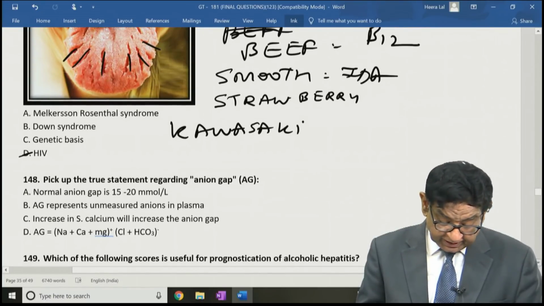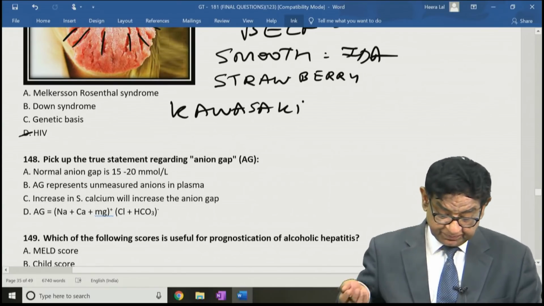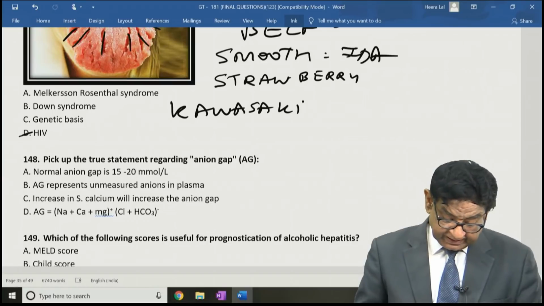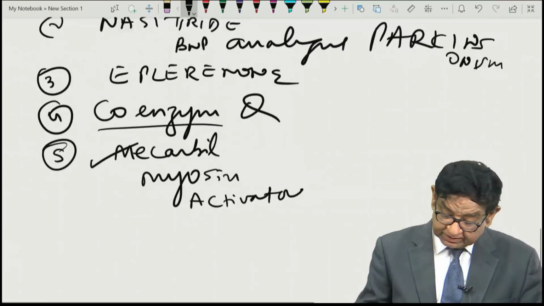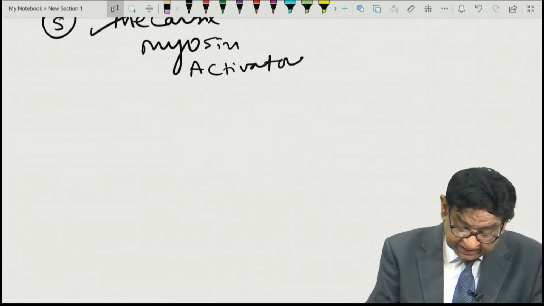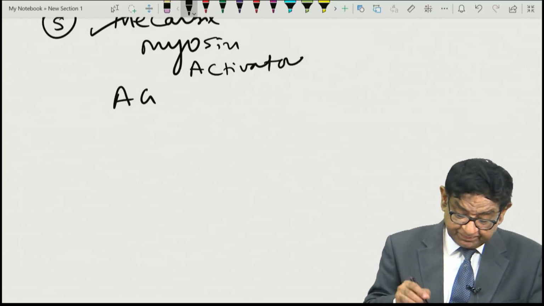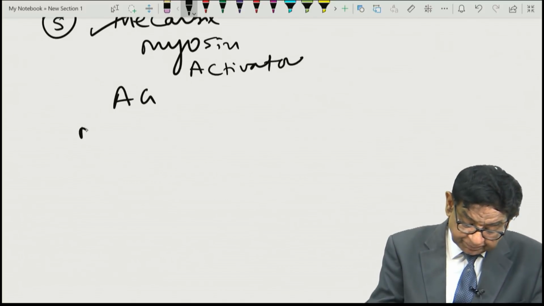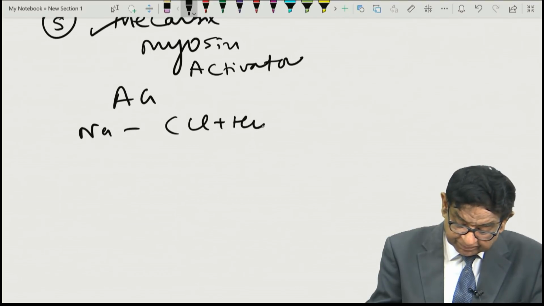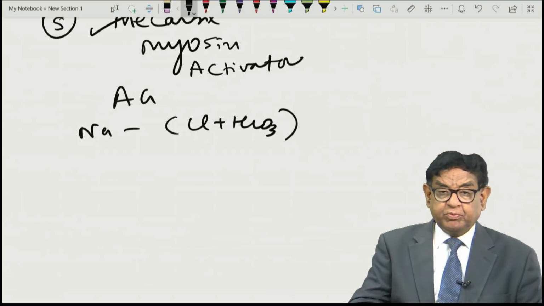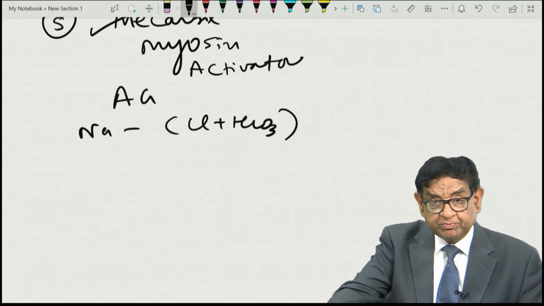Question 148. Pick the 2 correct statements about anion gap. So before that, let me discuss the basic concept about anion gap. Then we see what the answer is. Anion gap. How do we calculate anion gap? It is sodium minus chloride plus bicarbonate. Point to be noted, in this case, we do not include potassium.